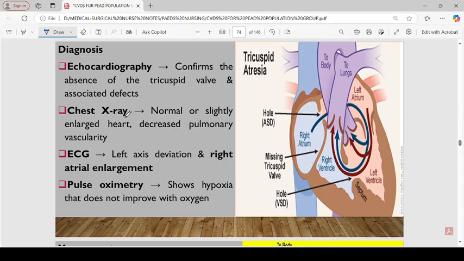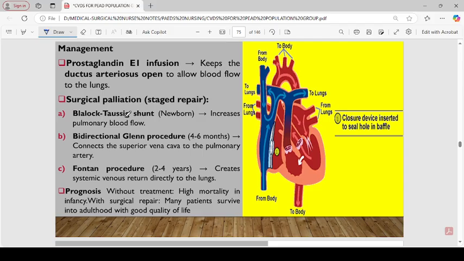In terms of diagnosis, you could do an echocardiography, which confirms the absence of tricuspid valve and associated defects; X-ray, which will show a narrow or slightly enlarged heart and decreased pulmonary vascularity; ECG, which will show left axis deviation and right atrial enlargement; and lastly pulse oximetry, which will show hypoxia that does not improve with oxygenation.